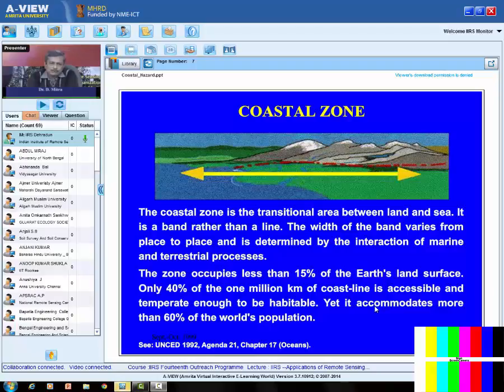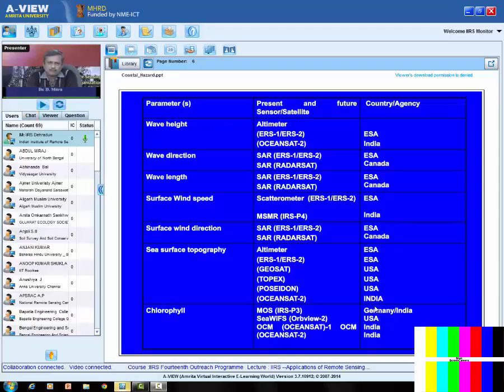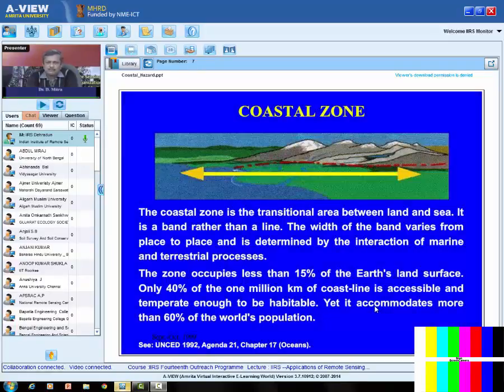There is a part of the ocean and part of the land in the coastal area, and it also varies from place to place. The width of this band varies from place to place and is determined by the interaction of the marine and the terrestrial processes. This zone occupies around 15% of the surface of the globe, but within this, around 60% of the world population are living. That means the population pressure on this coastal zone is tremendously high.